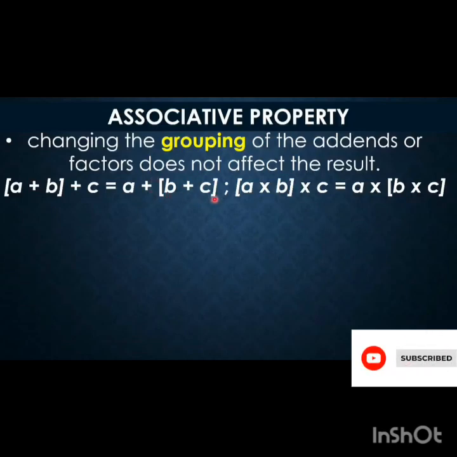In addition, whether a plus b is in the bracket and c is outside, or a is outside and b and c are in the bracket, it makes no difference in the result. Also, a times b in the bracket times c is equal to a times, in the bracket, b times c. This is the associative property. So it does not affect the result when we multiply the numbers.